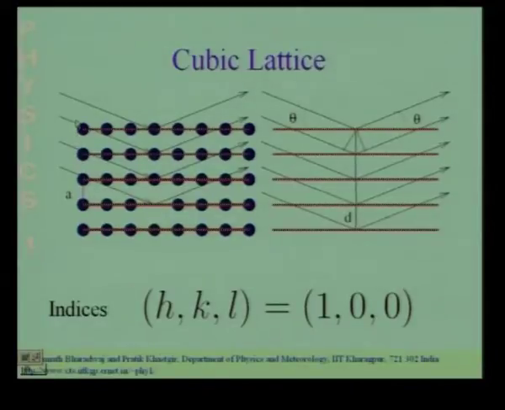I have shown you only a section through the cubic lattice, but along the z axis also the arrangement is exactly the same. So, we are considering a cubic lattice, and in this cubic lattice I can have many different planes, and the interplanar distance is what is referred to as d.